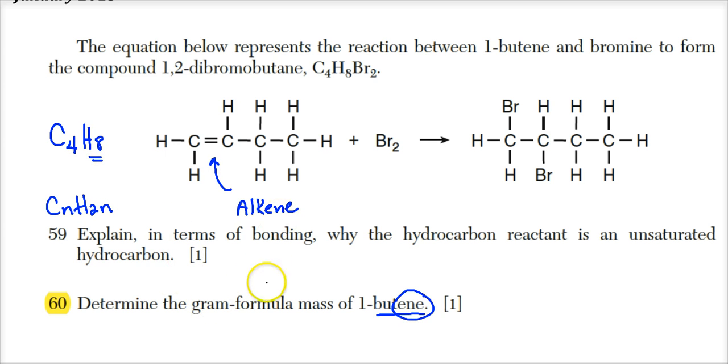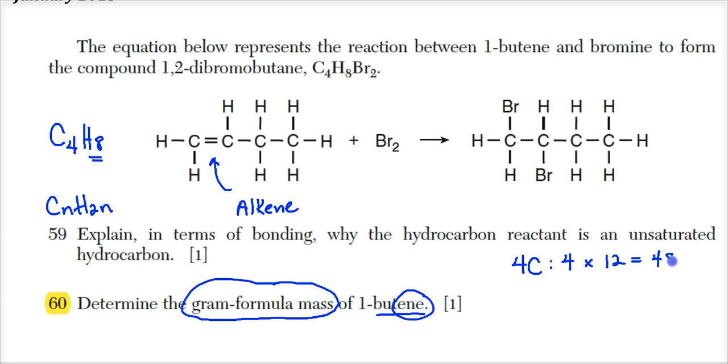All right, well, what do they want? They want a gram formula mass. Gram formula mass, another way of saying formula mass, the mass per 1 mole. So you got 4 carbons. In 1 mole of that compound, C4H8, you have 4 moles of carbon atoms. 4 times the mass of a carbon atom, which if we go to the periodic table, its mass is 12. That'd be 48. You can just trust me on this one.